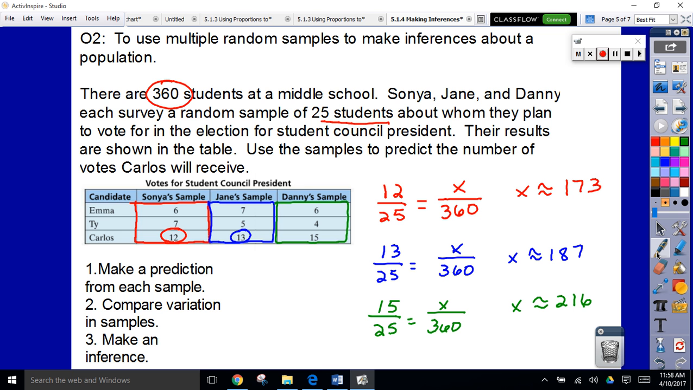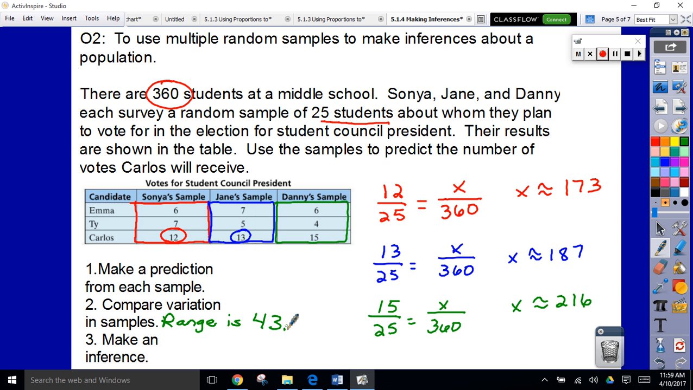Now we're going to compare variation in each sample. All you're doing here is basically talking about the range. So you would say something like, the greatest prediction is 216, the smallest prediction is 173. So the predictions vary by 43 votes. You're just basically talking about the range. So the range is 43 would be the shortest way to say that.